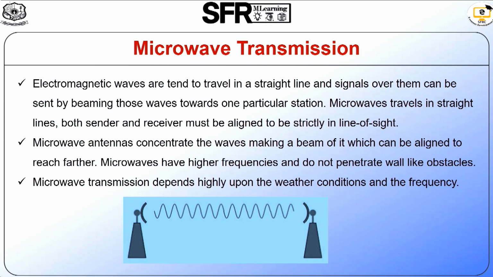Microwave antennas concentrate the waves, making a beam of it which can be aligned to reach further. Microwaves have high frequencies and do not penetrate wall-like obstacles. It highly depends upon the weather conditions and the frequency ranges.